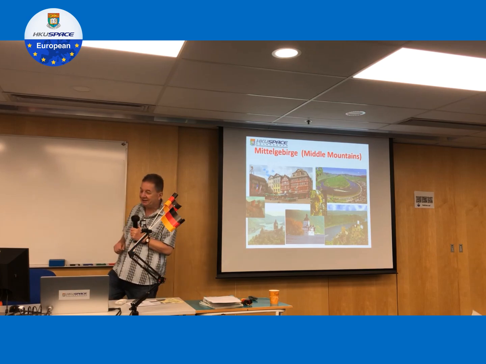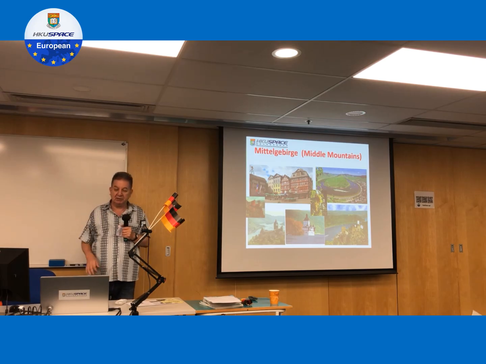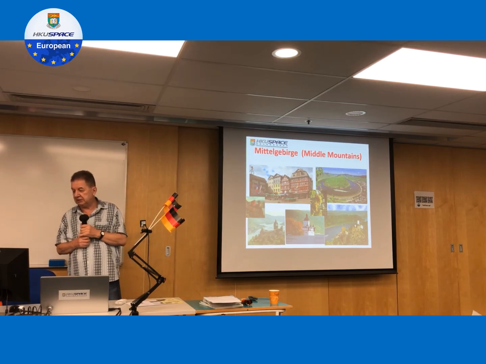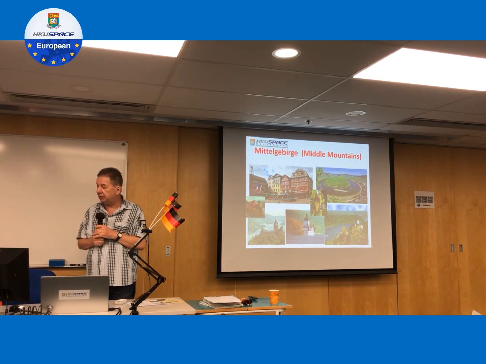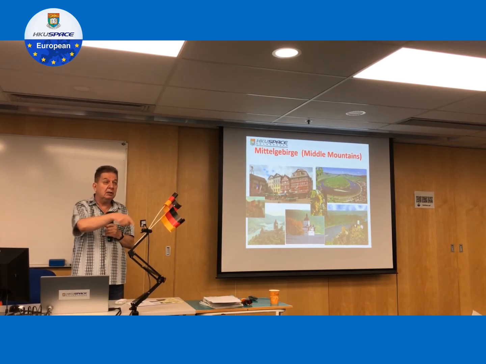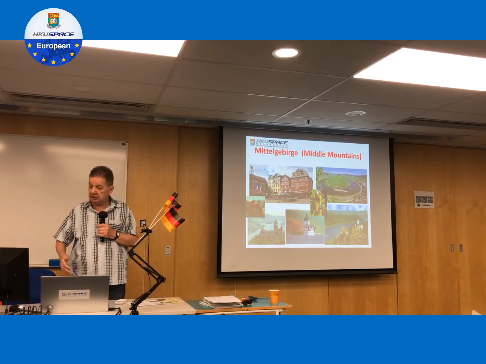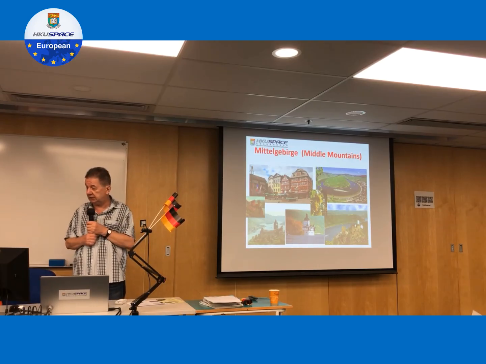Mittelgebirge. Middle mountains. Gebirge is like a mountain range. Okay, so what do we see here? We see a river. The rivers normally go like this. They meander, because in millions of years they cut their way through the mountains. That is why the landscape is how it is.